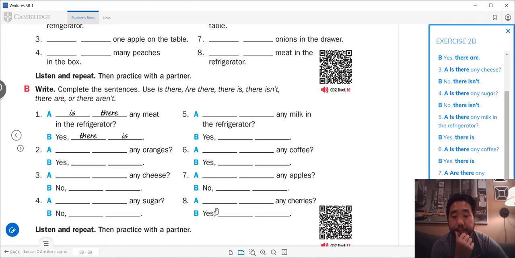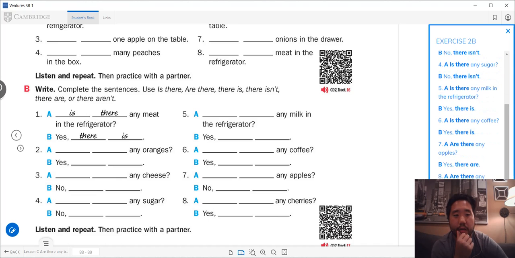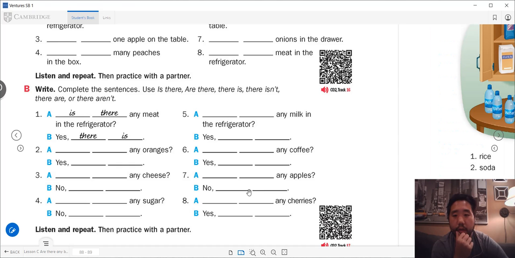So number 8, blank blank any cherries? Yes, blank blank. So cherries, they're countable and it's plural, so you have to say, are there any cherries? And since the answer starts with a yes, we have to say, yes, there are. So, are there any cherries? Yes, there are. And so here, the only answer that was incorrect was 7B. So make sure the answer is there aren't. It has to be negative form. Okay.